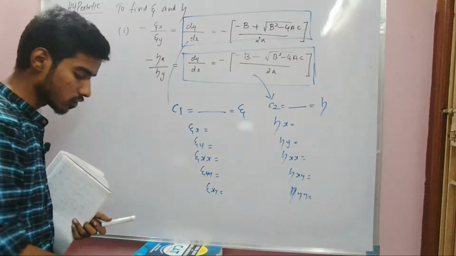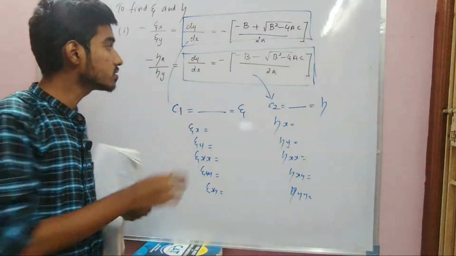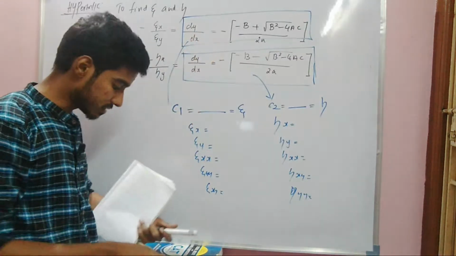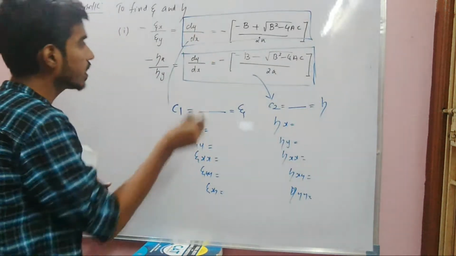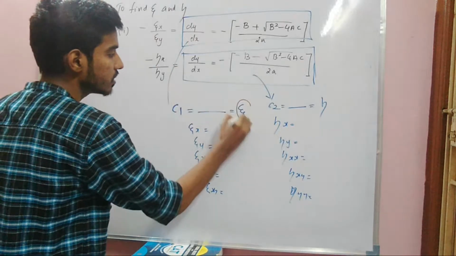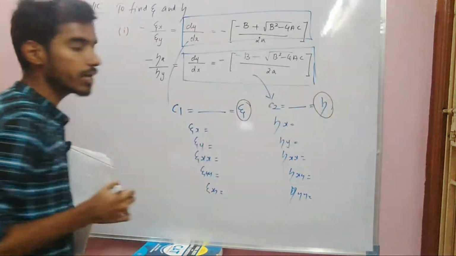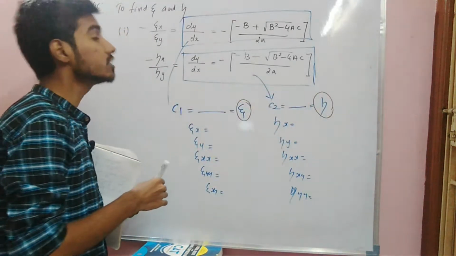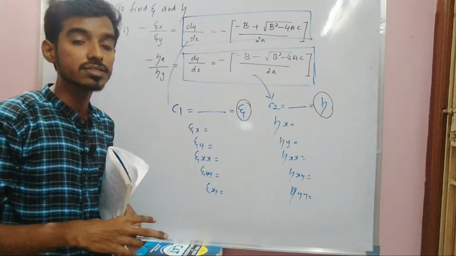So now we'll move on to the first problem. These two equations are called characteristics, right? This theta and eta are called the characteristics of this PDE, characteristic of this second order PDE.